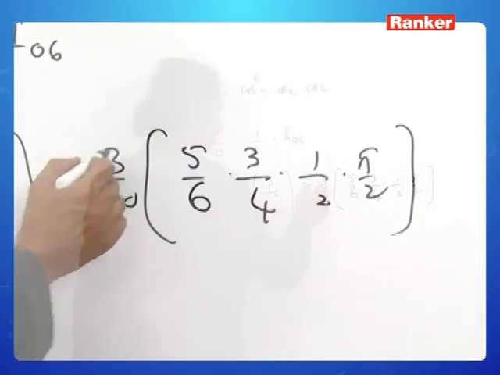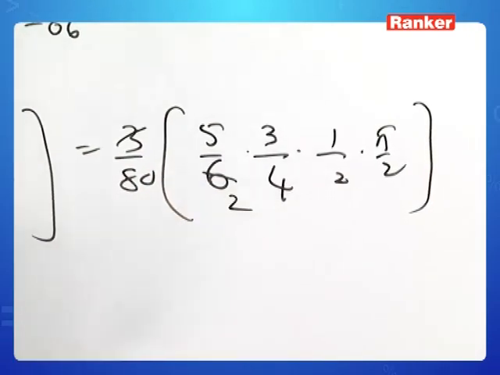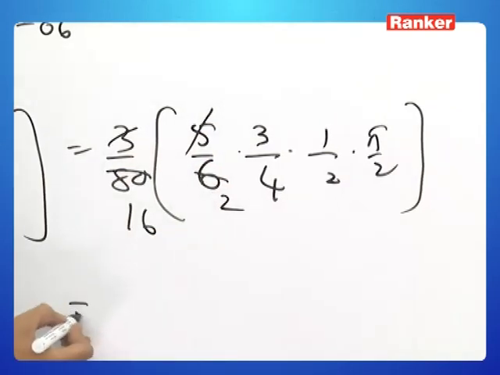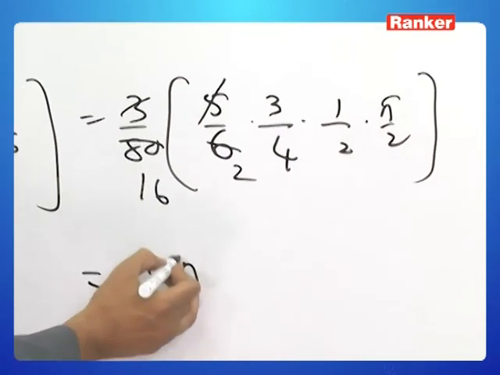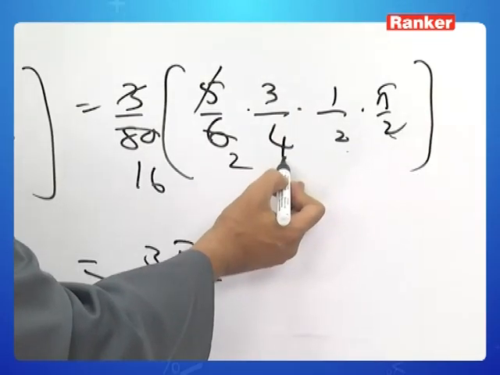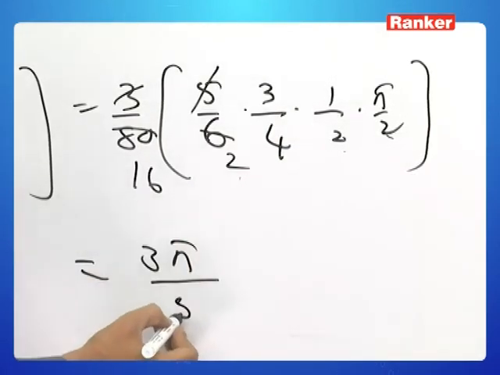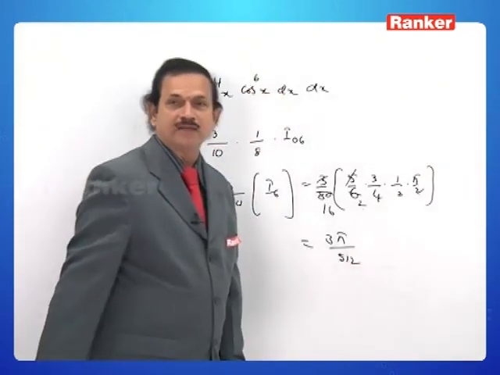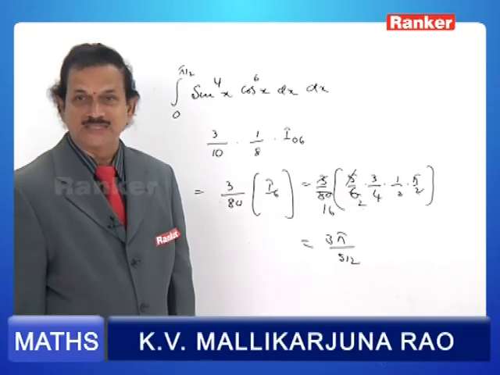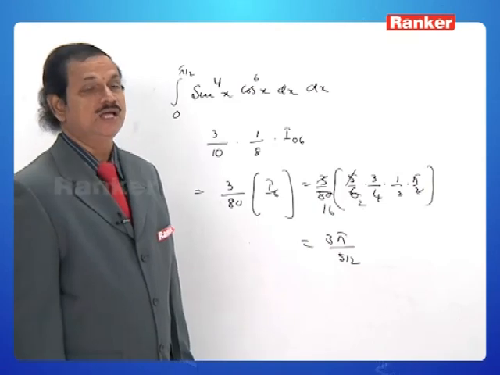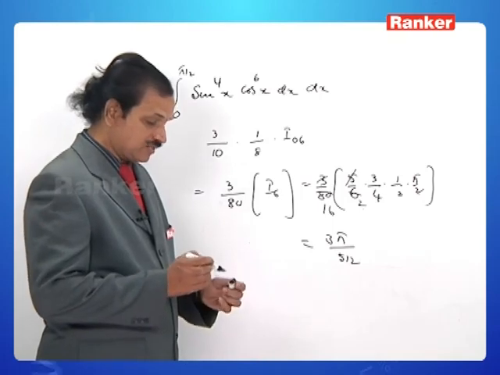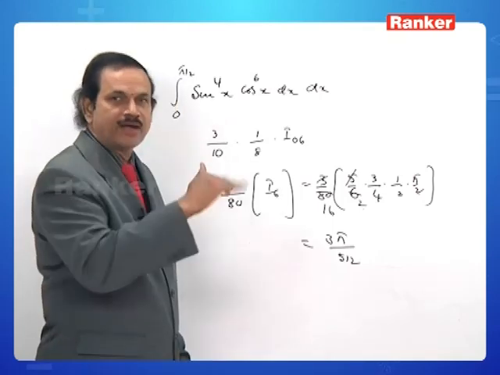Well, 3 goes 2 times, 5 goes 16 times. Altogether, just 3 pi is available in the numerator, and in the denominator it is 2 square into 2 square, 2 power 4, 2 power 5 into 2 power 4, 2 power 9, that is 512. 3 pi by 512 becomes the answer. Like this, we have made use of the formula in the case when both m and n are even. Now, let us see the case when both m and n are odd.